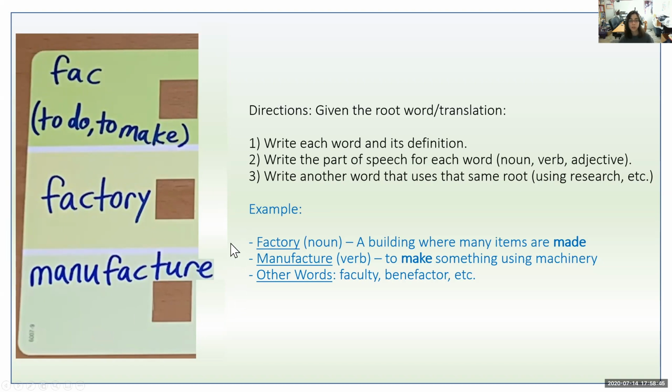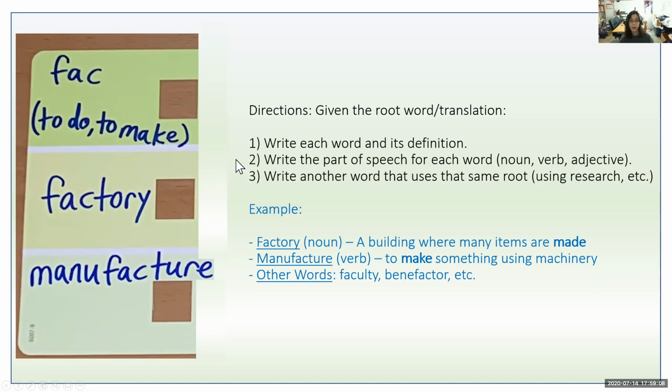Okay, so the first step is write each word and its definition. So I wrote factory, and I wrote manufacture, and then I defined them. And again, you can use your dictionary or research. I said a factory is a building where many items are made. And then I said manufacture means to make something using machinery.